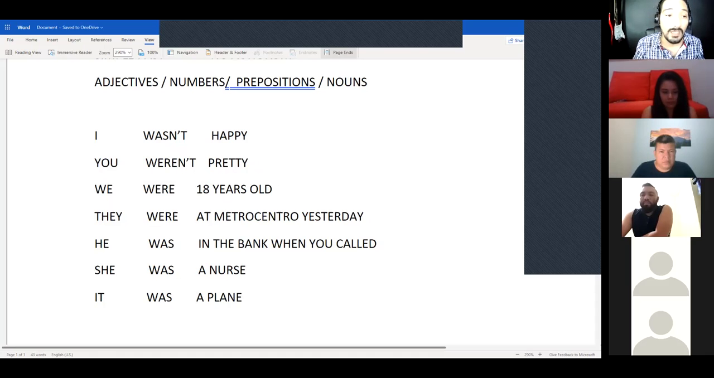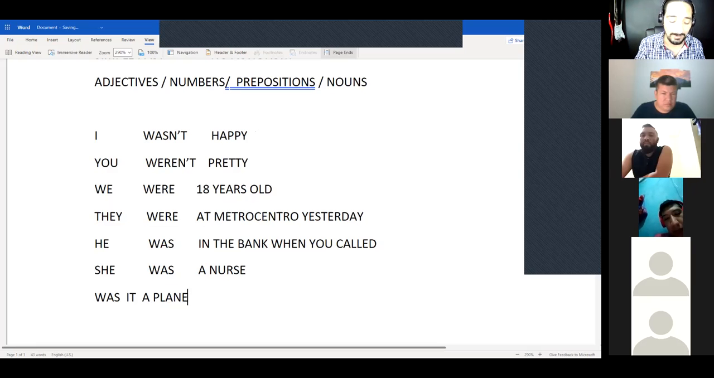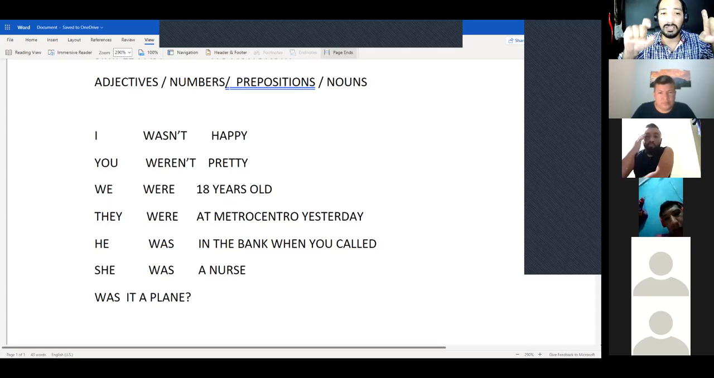Así de fácil. Para hacer una pregunta, tan fácil como mover el auxiliar al principio de la oración y tengo auxiliar, sujeto, complemento. Okay, was it a plane? Mira. Was it a plane? ¿Era un avión? ¿Era un avión lo que pasó? Was it a plane? Okay. Good. Were you 18 years old? Tenían 18 años, okay. Were they at Metrocentro yesterday? Estaban en Metrocentro ayer. Good. Tan fácil como eso. Y ahí tenés tu positiva, negativa pregunta.